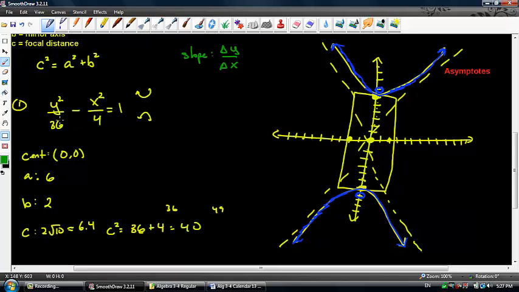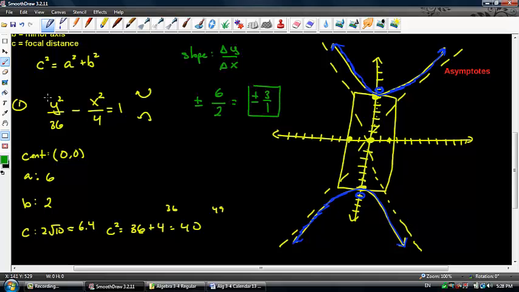When we look for the asymptotes, I want you to think of the denominators of y and x. The denominator of y is going to be the a squared term, which in this case a is 6. So I want you to write that down, 6. And that's going to be over the x denominator, which in this case b squared is 4, but b is 2. And it's going to be plus or minus because we have a negative slope and then we have a positive slope. So the slope of the asymptote is really plus or minus 3 over 1.